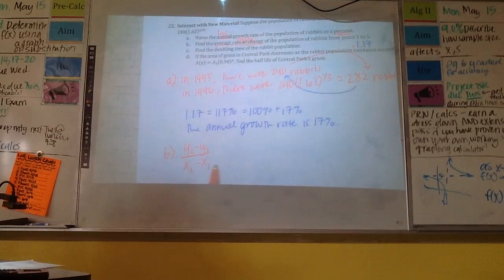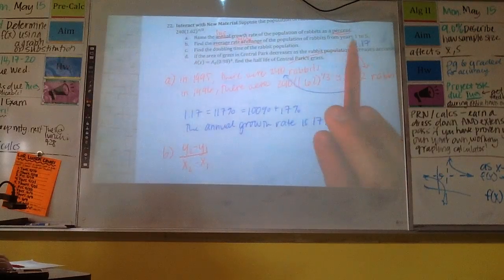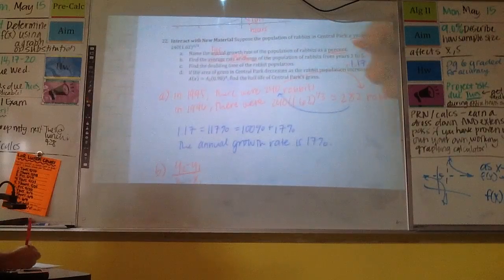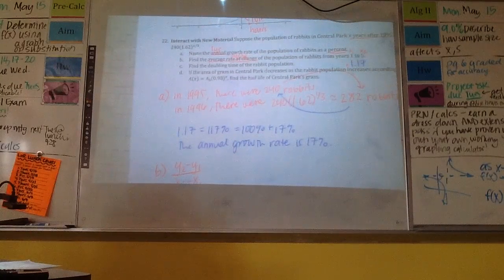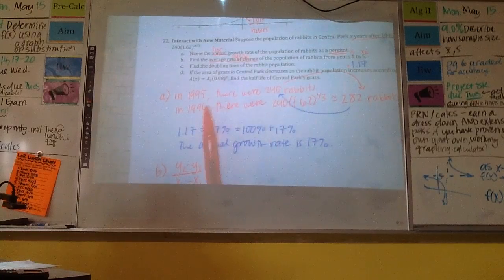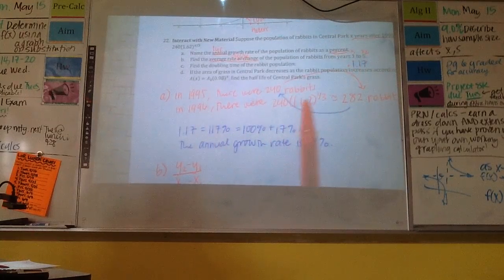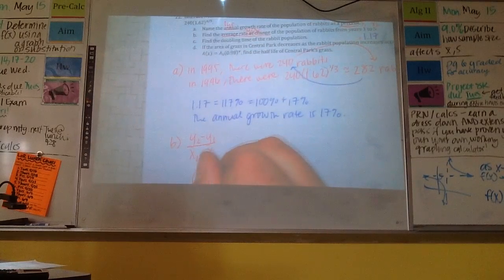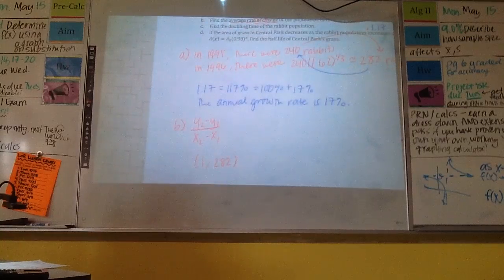Okay, so I need 2 y values and 2 x values. From years 1 to 5, they're giving me the 2 x values. Here would be x1, here would be x2. I just did this calculation. 1 year later, if I sub in 1, I get 282 rabbits. So I'm just going to keep track of this over here.